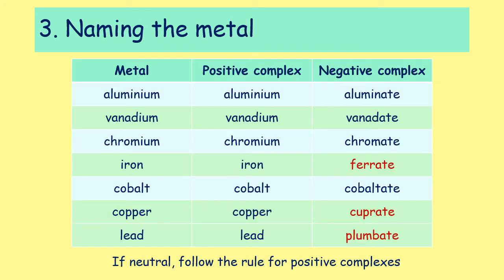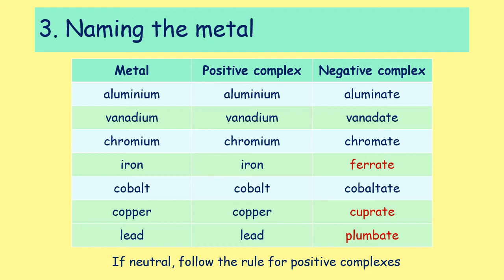Now the third rule is naming the metal. Now the good news is that the name of the metal doesn't change if your complex is positively charged or if it's neutral. So if the square brackets describing your complex has a positive charge outside of it, aluminium is aluminium, vanadium is vanadium, chromium is chromium, iron is iron, cobalt is cobalt, etc.